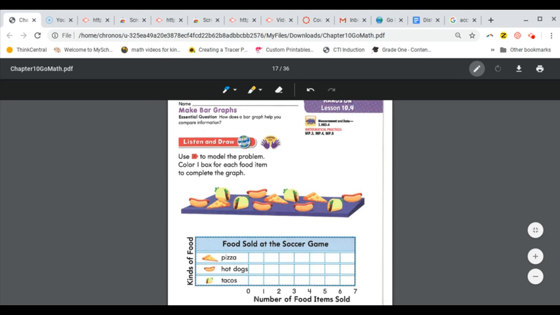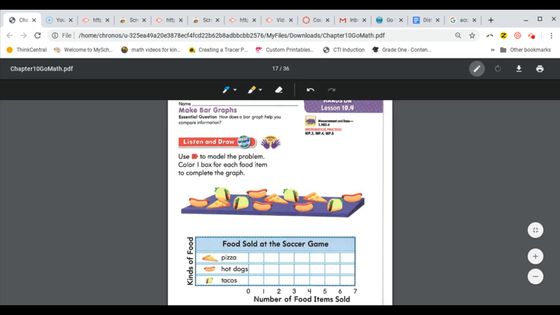Then we looked at how to make a picture graph. So we looked at how to read problems and how to put our data into a graph, into a picture graph specifically, so that we could answer a question.